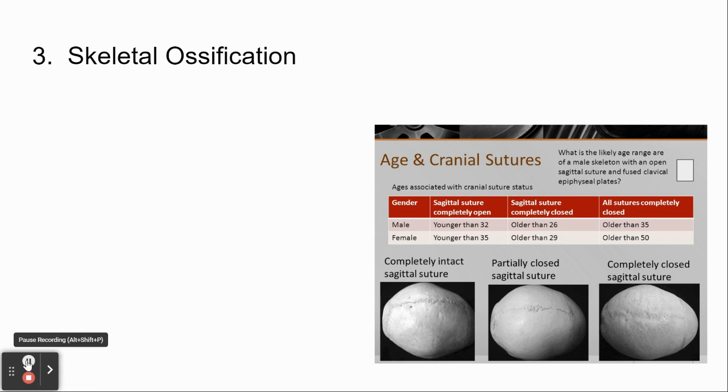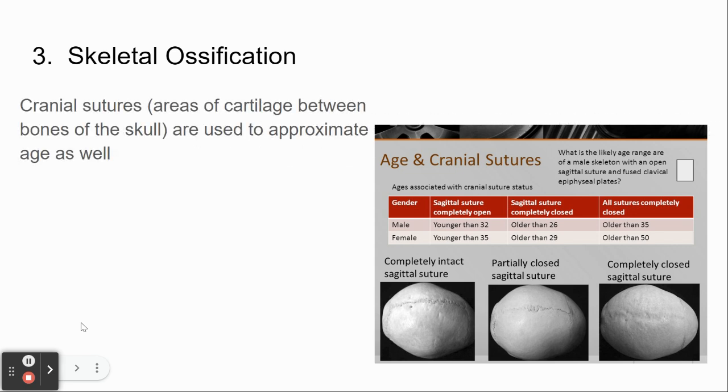Okay, so as we look at the skeletal ossification, really just building off of what we've looked at with regard to the cranial sutures, the formation of those bones, over time, as we age, fuse more and more together until eventually the existence of those lines is completely gone. All right. So again, you can use all of these in conjunction with one another to be able to guesstimate an approximate age of an individual.